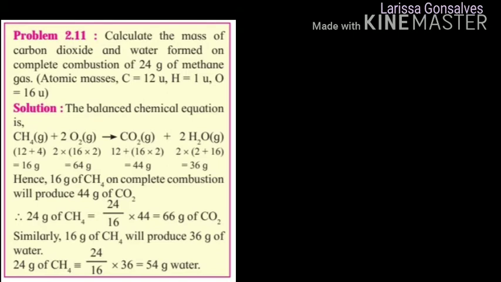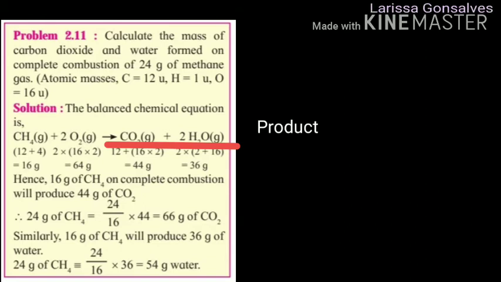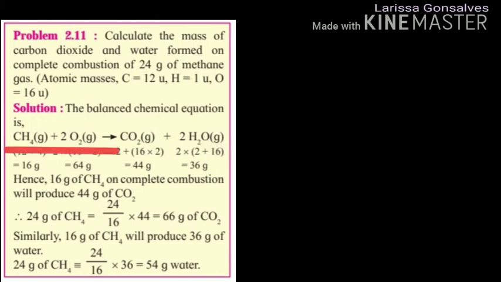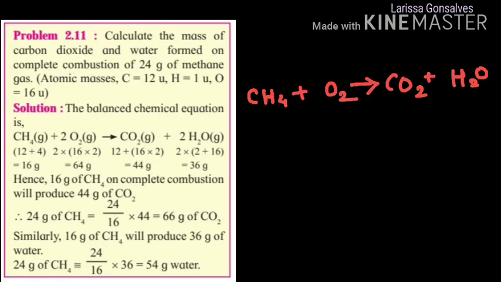So first we will just frame the chemical reaction. They are saying that carbon dioxide and water are formed, which means they are the products on complete combustion of methane. So methane and oxygen are the reactants. As I told you, combustion is the burning in presence of oxygen. So methane is CH4, oxygen is denoted by O2, so these two are the reactants, and it gives us the formation of products, that is carbon dioxide, CO2, along with water, which has the formula H2O.